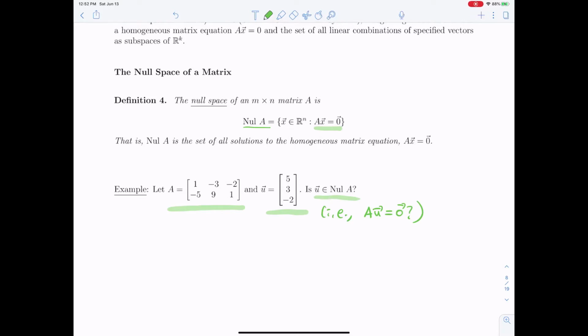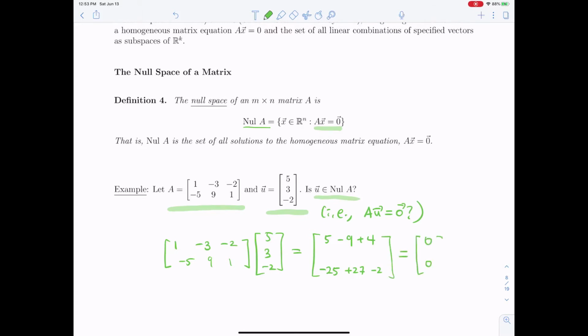So in this case, if you multiply A by u, which is 5, 3, and negative 2, that equals 5 minus 9 plus 4, and negative 25 plus 27 minus 2, and you get zeros for each entry. So from here, we can tell that the vector u is an element of the null space of the given matrix A.